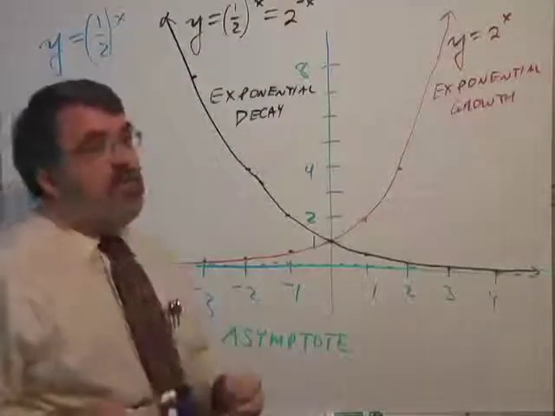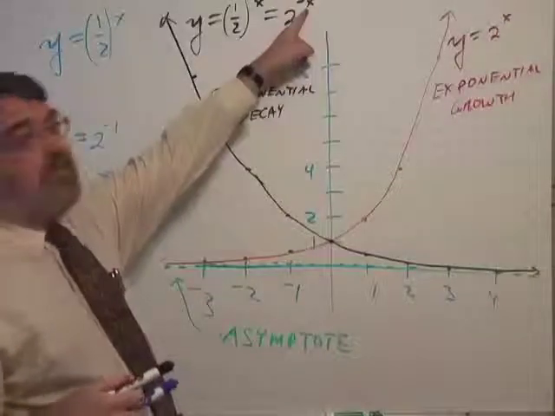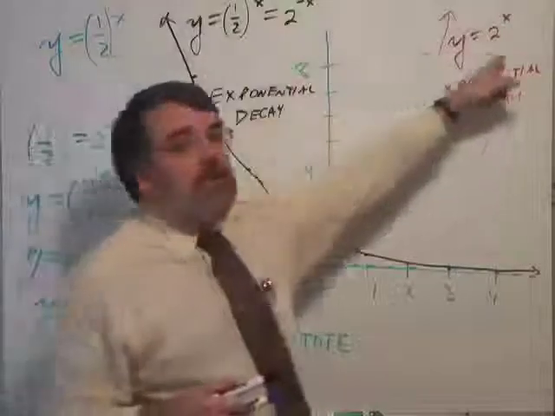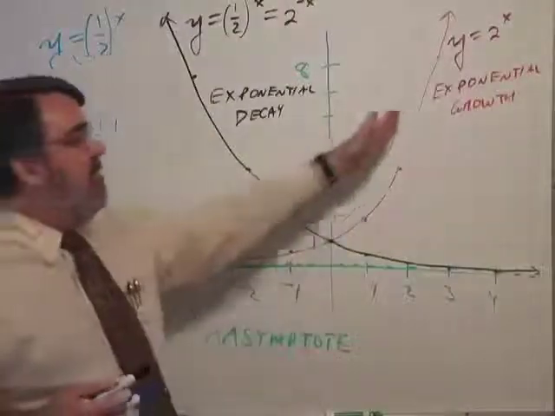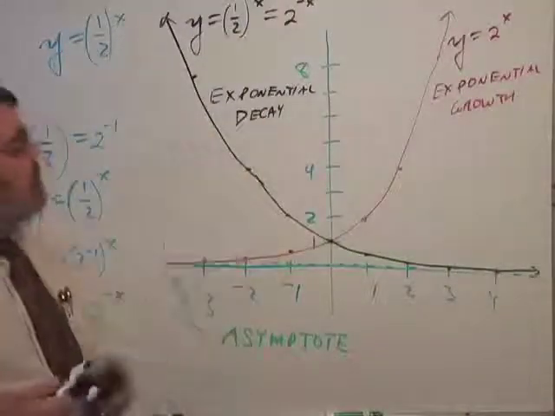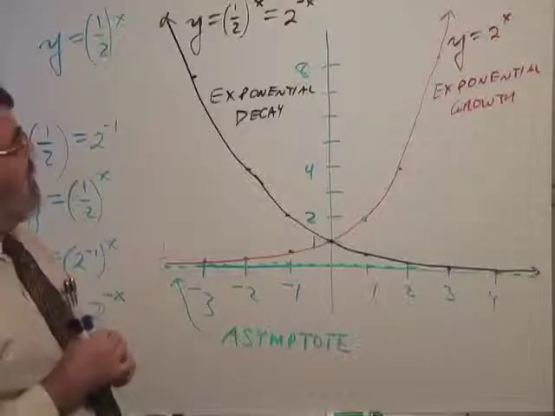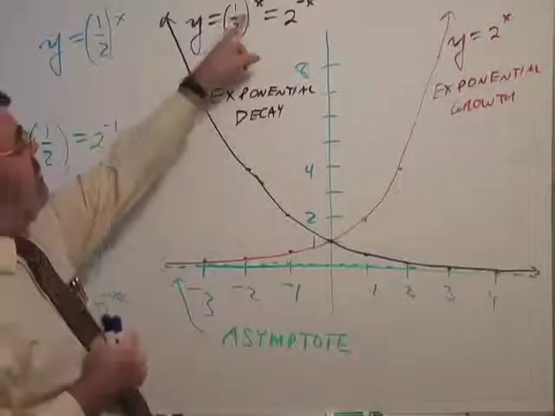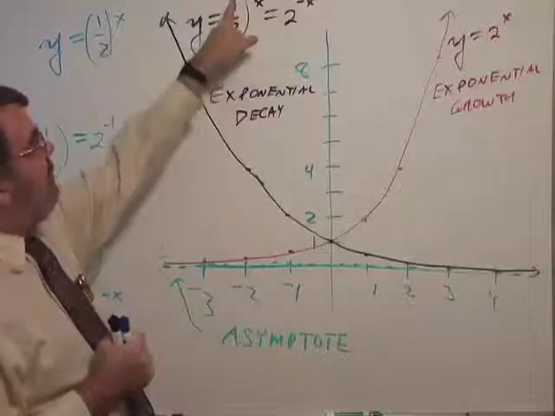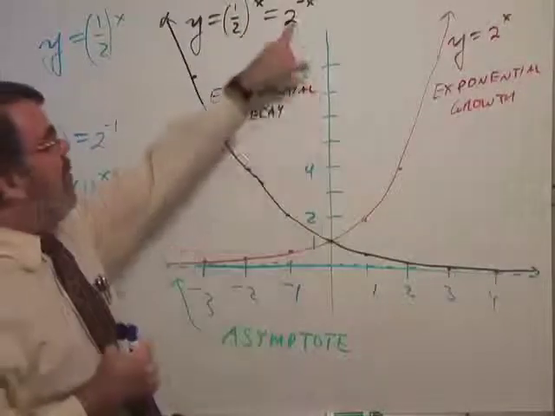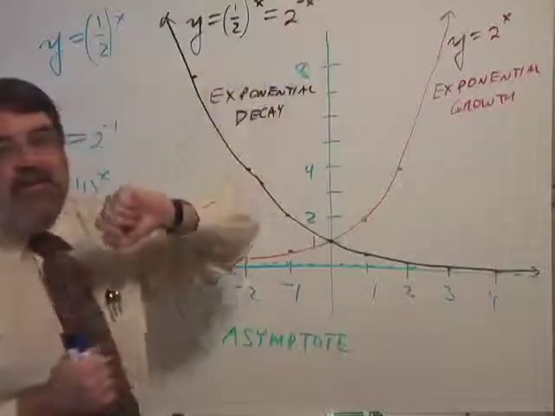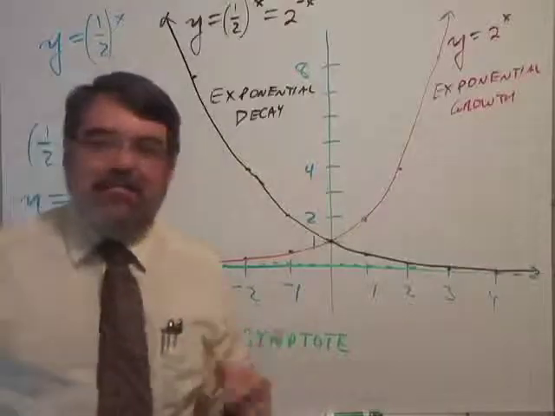So here you get a sense that if I change the sign of the exponent, we keep the base the same, then that converts it from one of these to one of those, or vice versa. So exponential decay happens when I have x up here and this is less than 1, or if this is greater than 1 and that's a negative x, that's exponential decay.